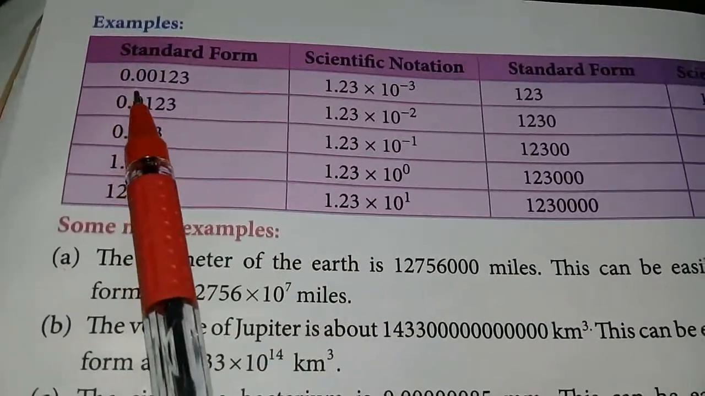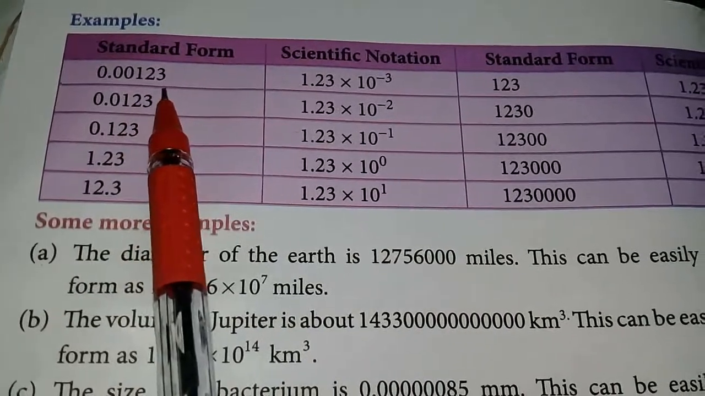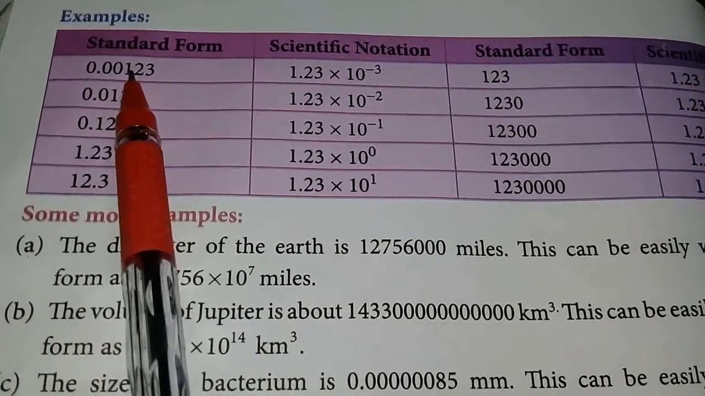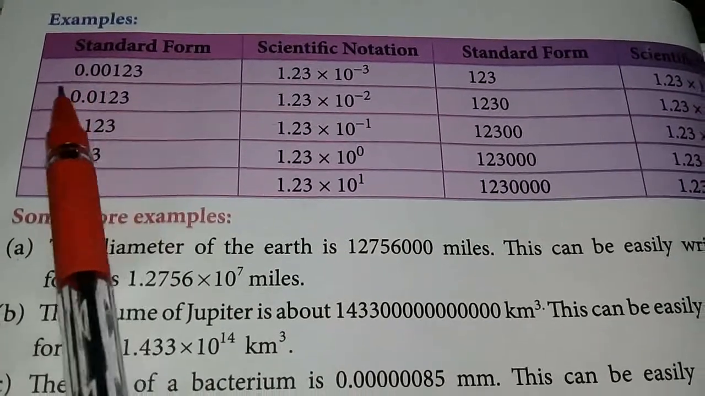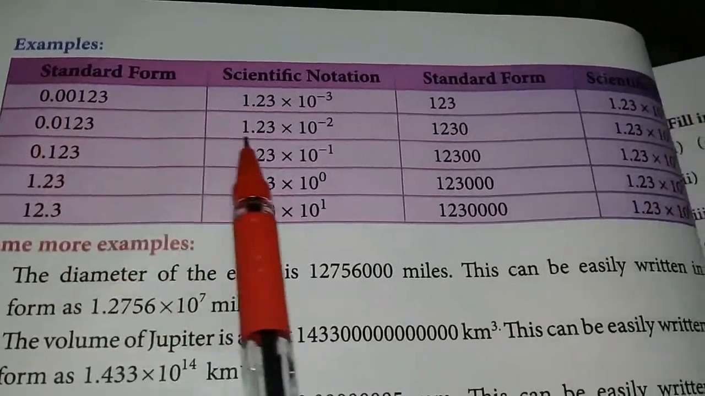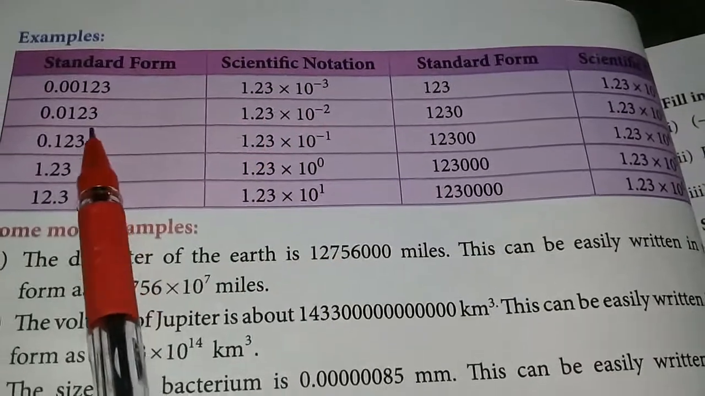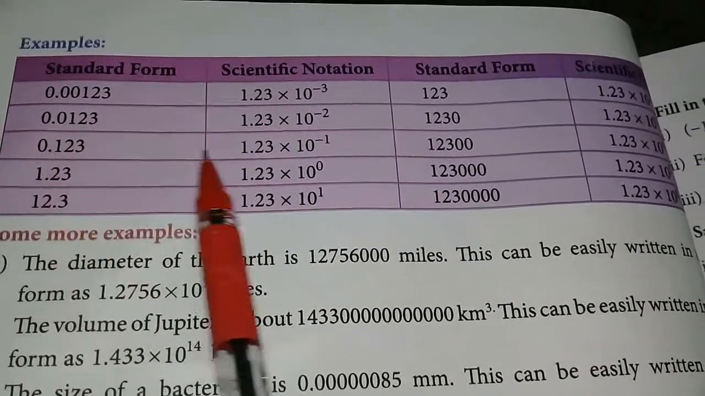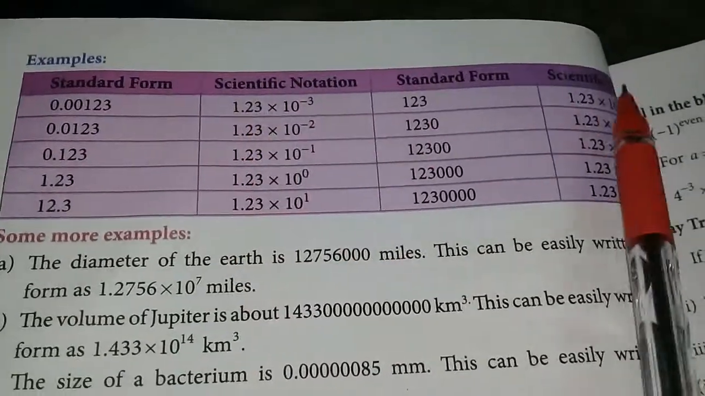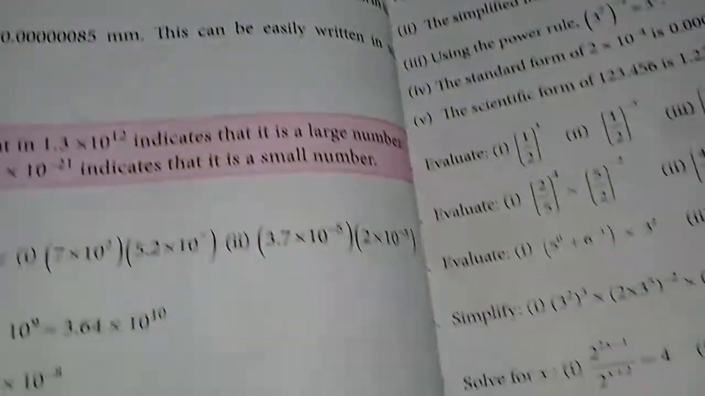Here 0.00123 means put the decimal point here only. So 1.23. So here decimal counting is in reverse: 1, 2, 3. So 10 power minus 3. Here also 1.23, the reverse counting 1, 2, that is 10 power minus 2. So like that only we have to write the scientific notation.